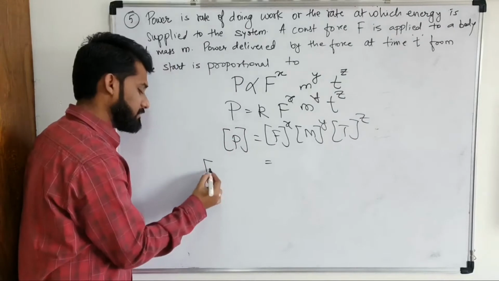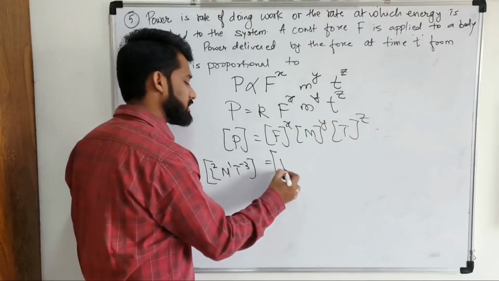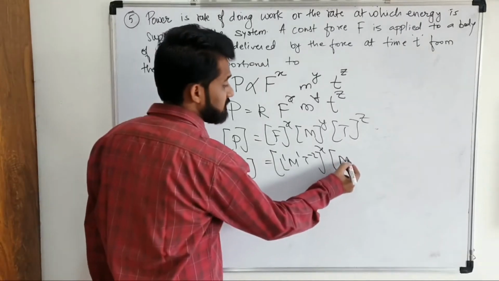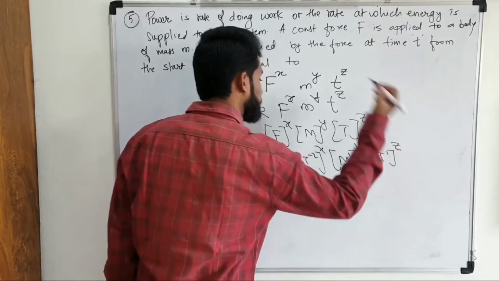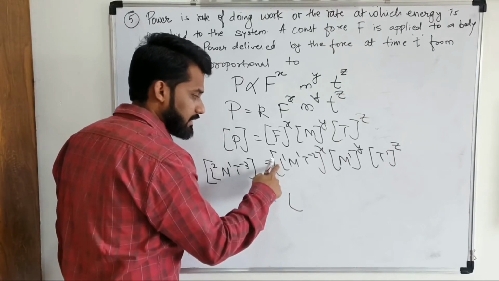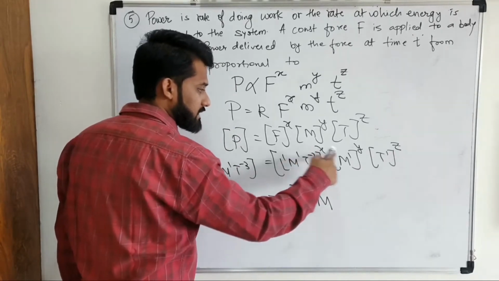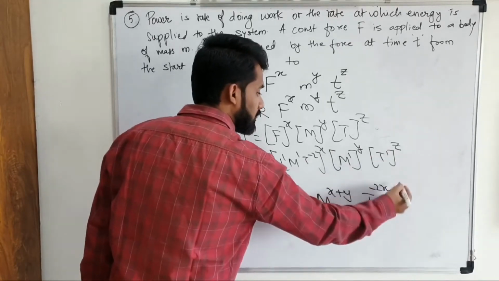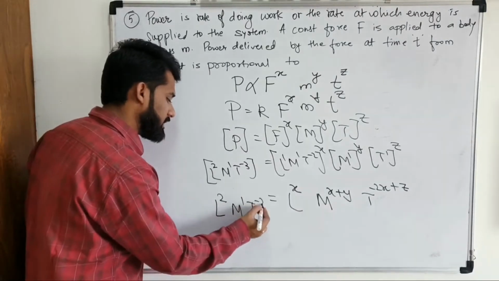What is dimension of power? Power is work upon time, so L2 m1 t minus 3. What is dimension of force? L1 m1 t minus 2 raised to x. What is dimension of mass? Mass itself is fundamental quantity, m1 raised to y, and time is also fundamental quantity, so t1 raised to z. And if you solve it now, L raised to, L is in the first term, no L in the second and third, so L raised to x, m raised to x and y, so x plus y, and t raised to minus 2x plus z is equal to L2 m1 t minus 3.